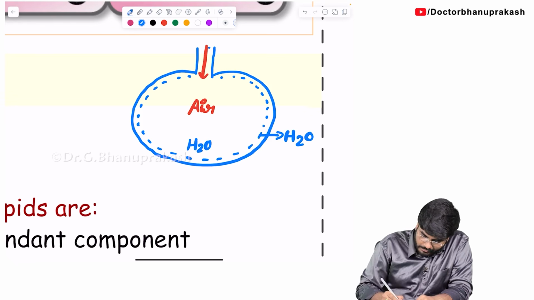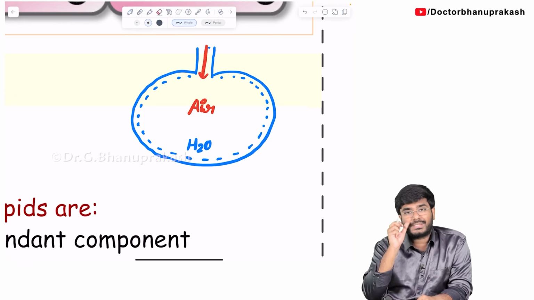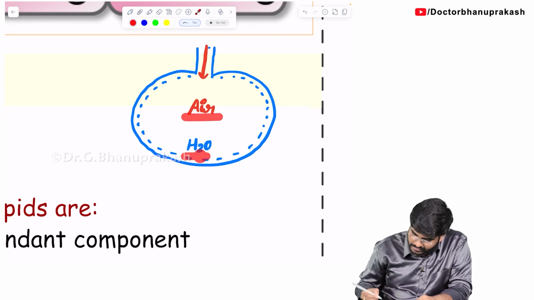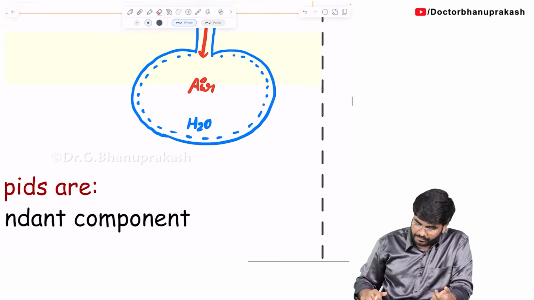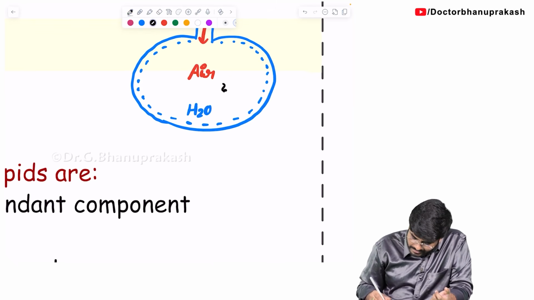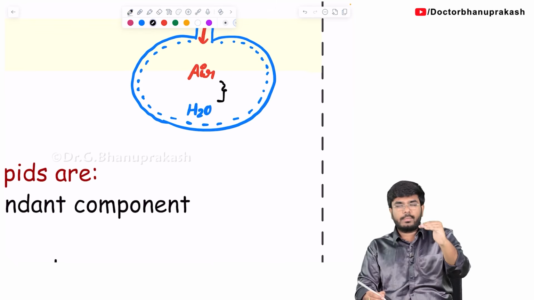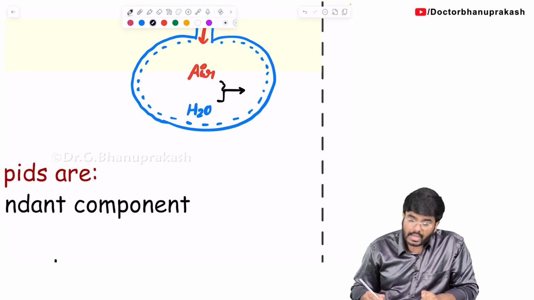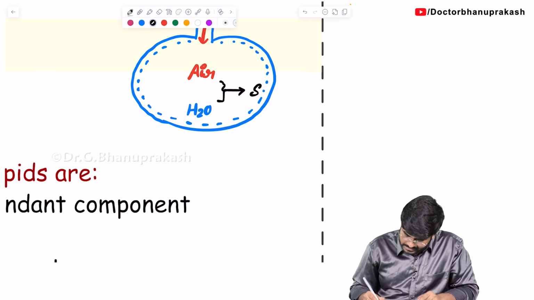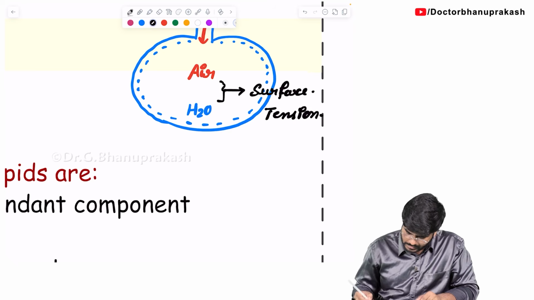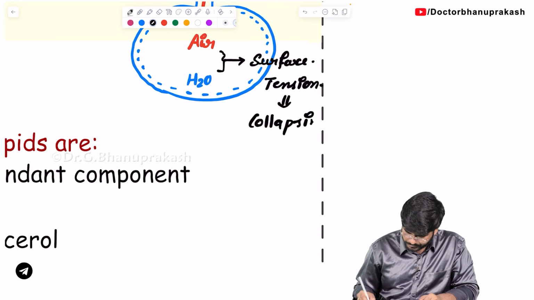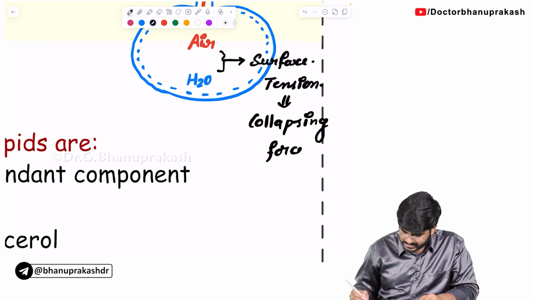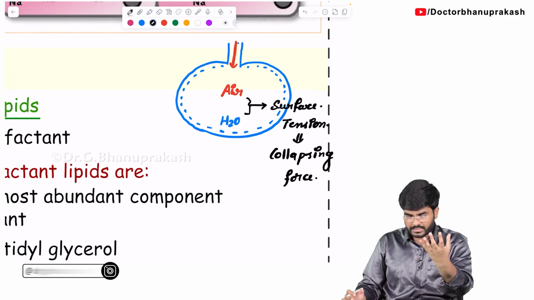Now try to understand. According to physics, wherever the air molecules meet the water molecules, at this junctional point, there develops a very bad force called surface tension. Wherever the air molecules meet the water molecules, there develops a collapsing force called surface tension. So surface tension is what kind of force? It's a collapsing force. Collapsing force means it's trying to collapse the alveolus. It always tries to collapse the lungs or the alveolus.